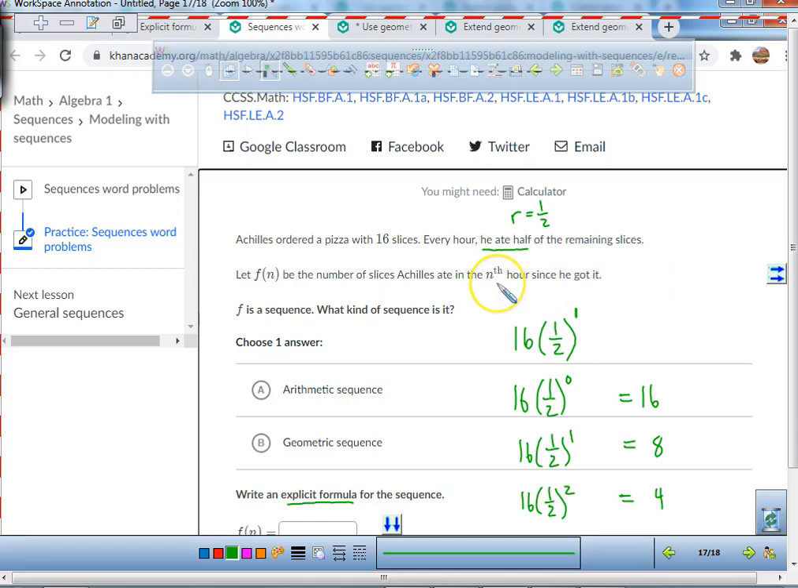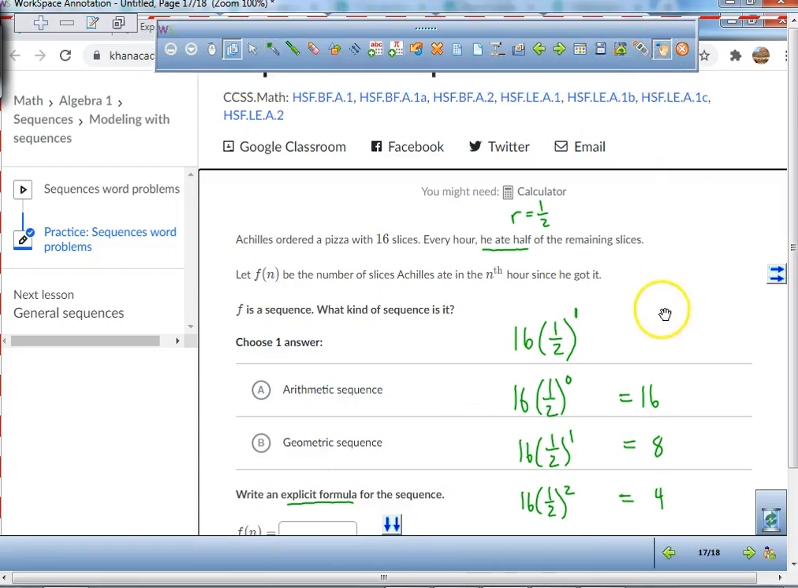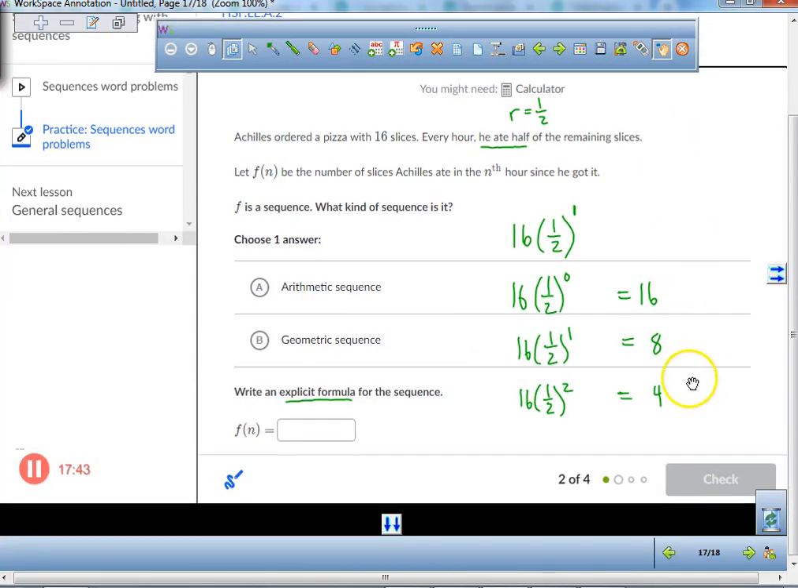Okay? So it's definitely geometric, but we got to be careful in writing this explicit formula because technically, after the first hour, he's already down to 8. So I'm going to see what they want, and if I get this one wrong, at least you guys will learn from me getting it wrong. All right. So I'm going to type in geometric.